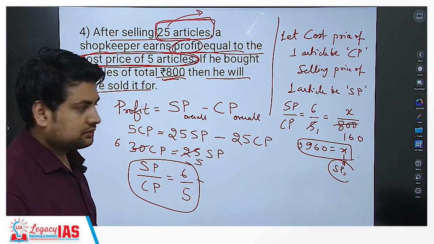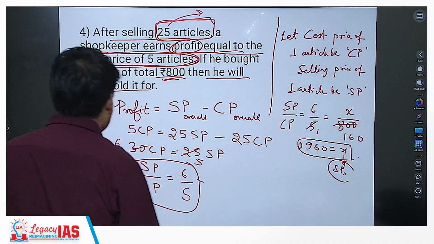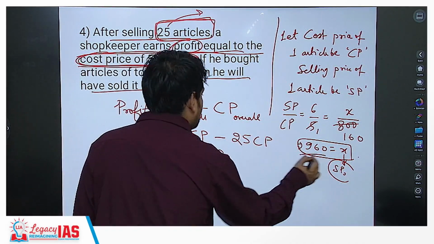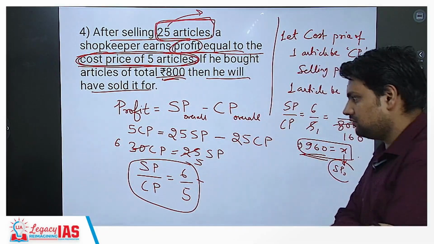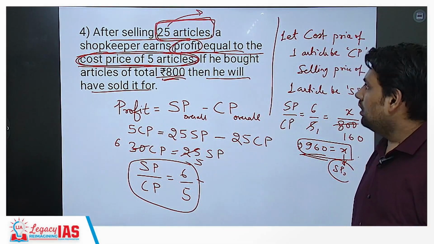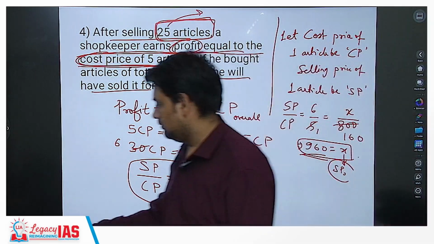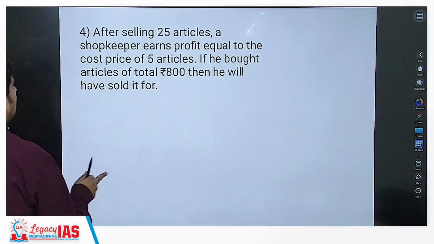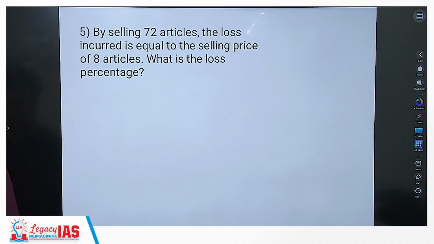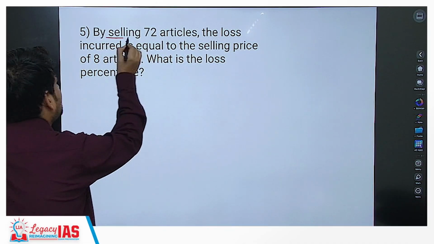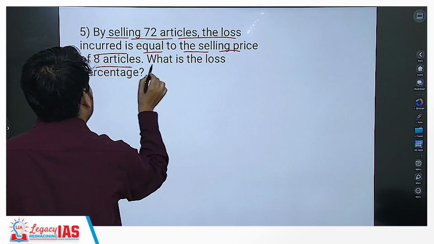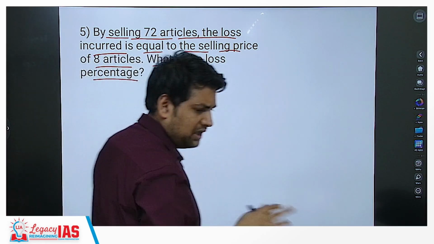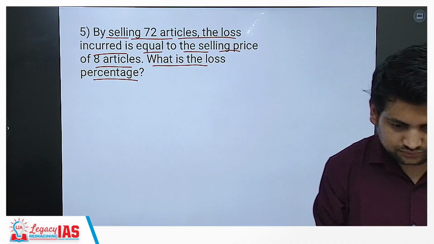Understood? Now, so this becomes 960. Now, next question. Yeah, next try this. By selling 72 articles, the loss incurred is equals to selling price of 8 articles. What is the loss percentage? Similar we have to do.